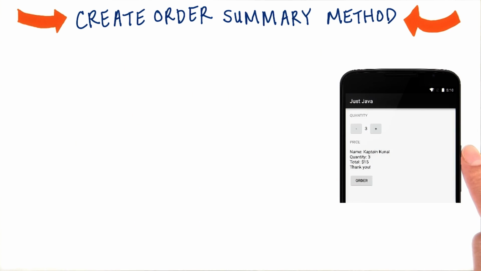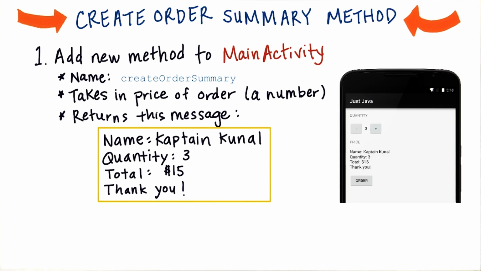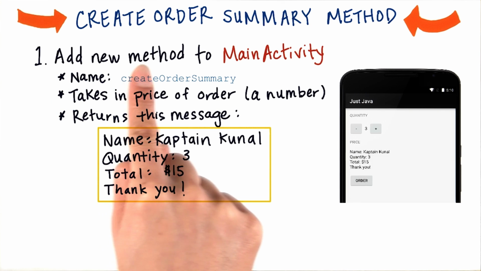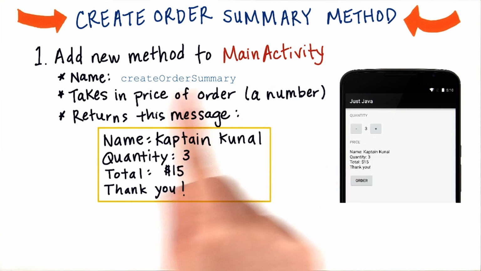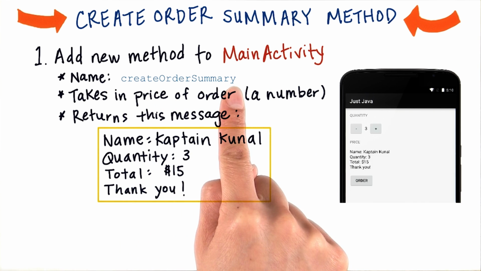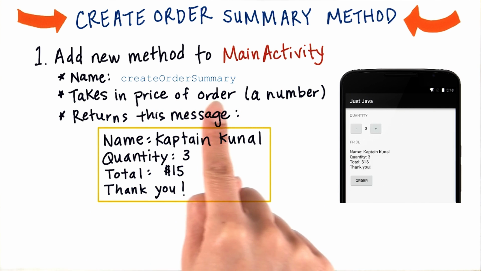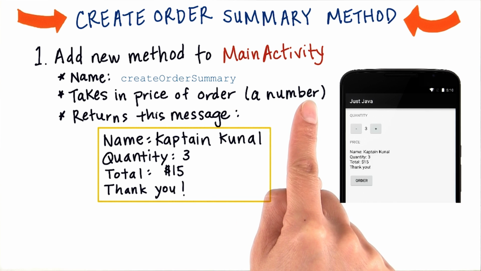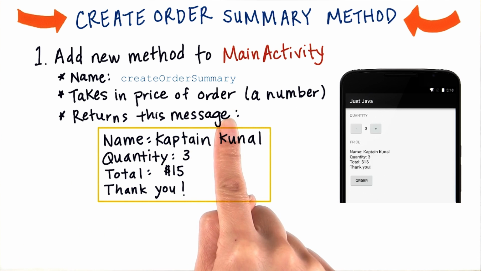This is a screenshot of what the final app should look like. It's the same as what I showed you earlier. The first task is to create this as a new method in the main activity. The method will be called create order summary. It's going to take as input the price of the order, which is going to be a number. Then it's going to return this message.